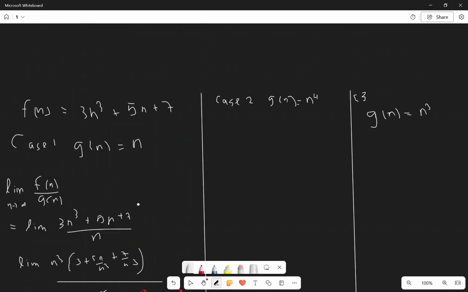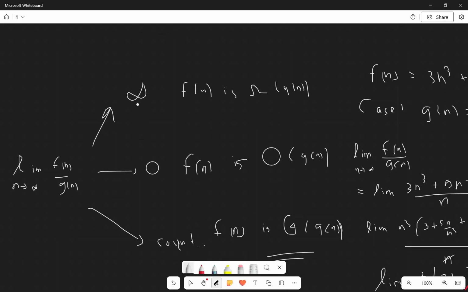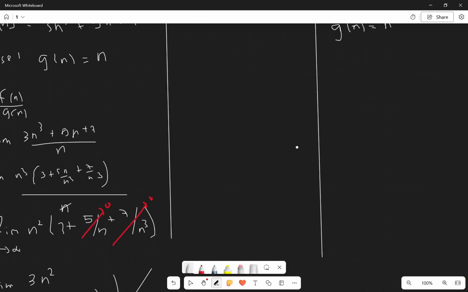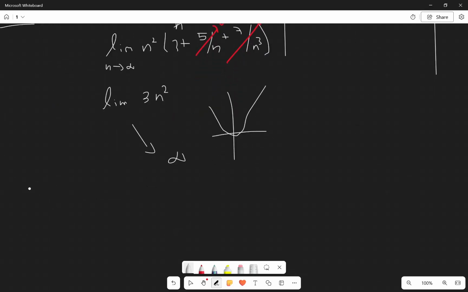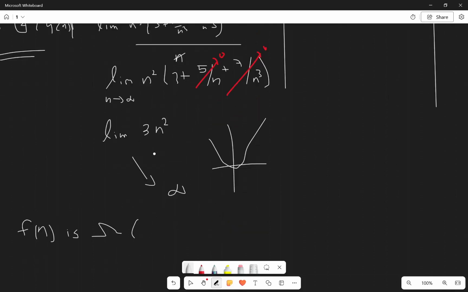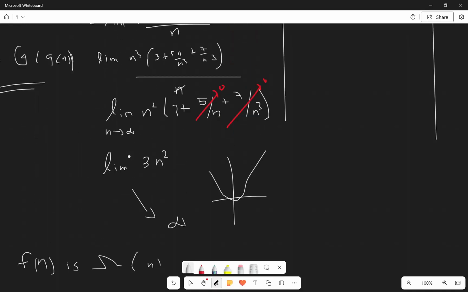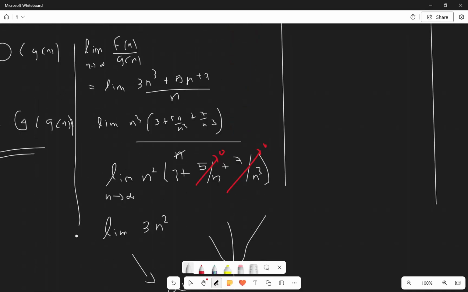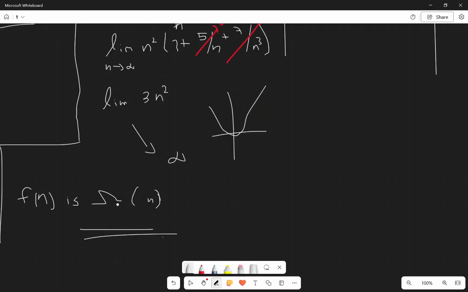Which means, as I mentioned over here, if it's going to infinity, that means the candidate g(n) function acts as big omega. So we can say f(n) is big omega of, what did we take as g(n)? I think it's n, right? Yeah, it's n. We can do it like this. I hope it's clear for you guys right now.